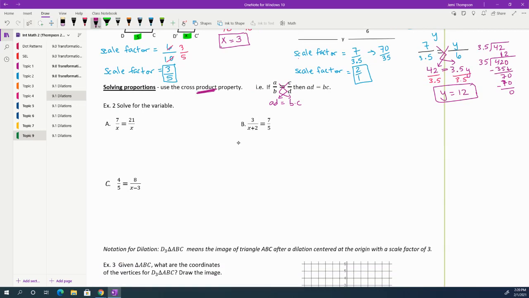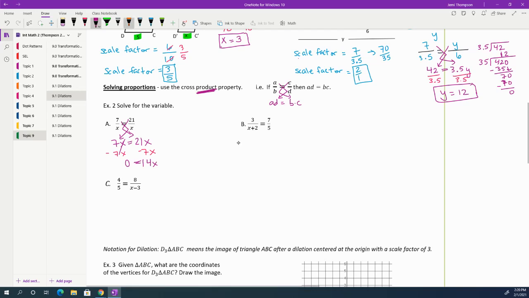So I have a proportion. A is 7 over x equals 21 over x. I'm going to cross multiply, use the cross product property. 7 times x is 7x. 21 times x is 21x. Sometimes people get stumped here. Remember, you want to put all of your x's on one side. I have x's on both sides, so I'm going to subtract my smaller x. I get 0 is equal to 14x.